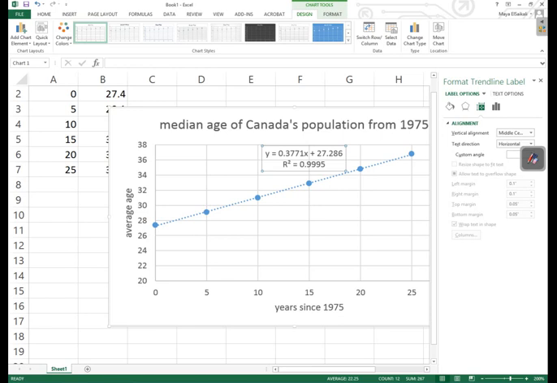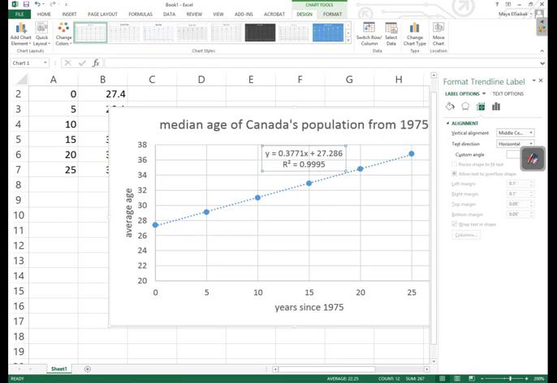Okay? So what we're going to learn later on is how to do polynomial regression. We're going to learn how to do exponential regression. And then you're going to have to decide which regression do I need? Linear, polynomial, or exponential.